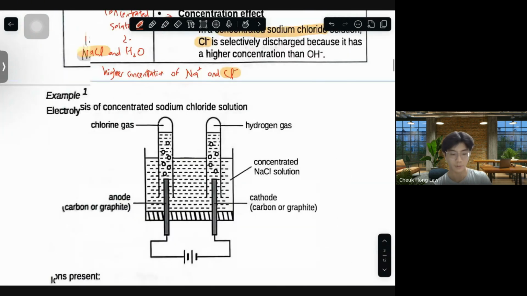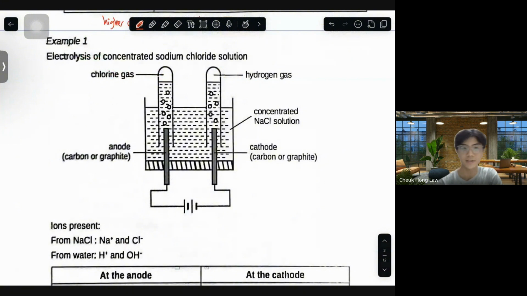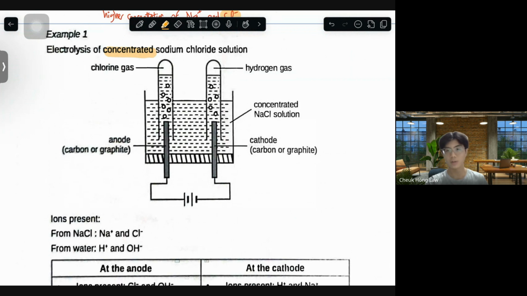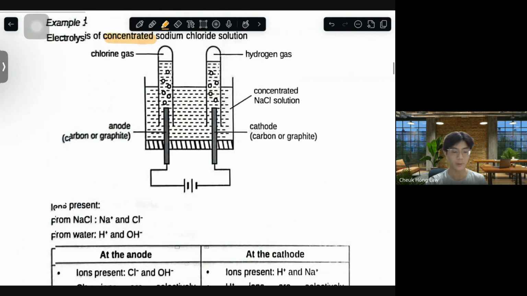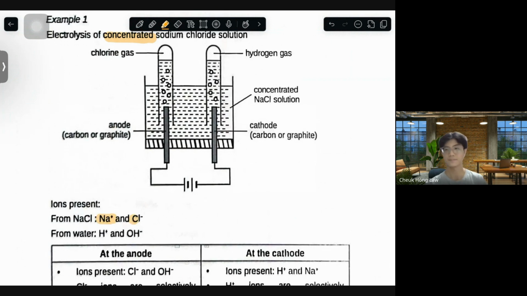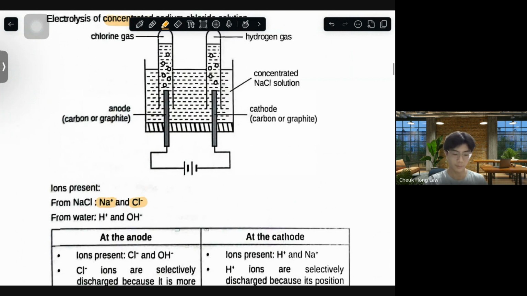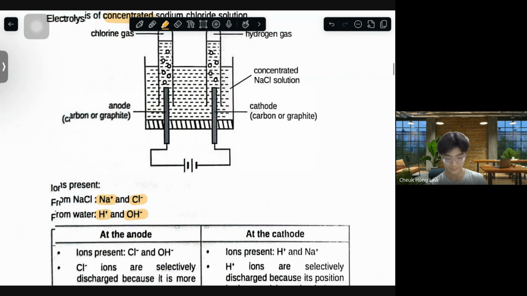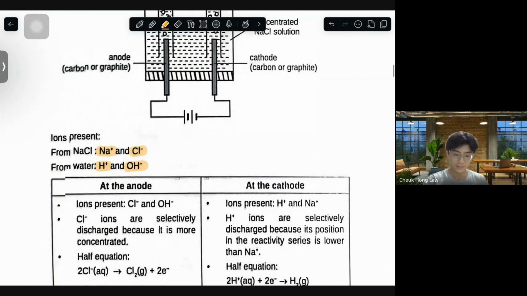Let's move on to example 1. Now electrolysis of concentrated sodium chloride solution. So this is concentrated, we have to take note, and again sodium chloride solution. So what's the first thing I do? Write down all the ions present. So from sodium chloride we have Na plus and Cl minus. Then from water we have H plus and OH minus.